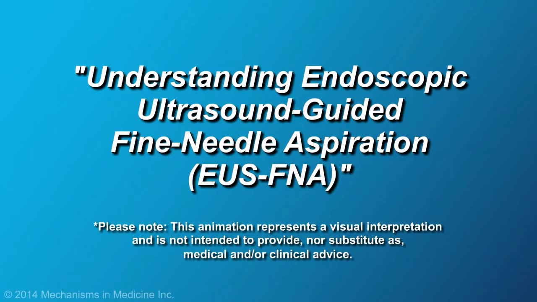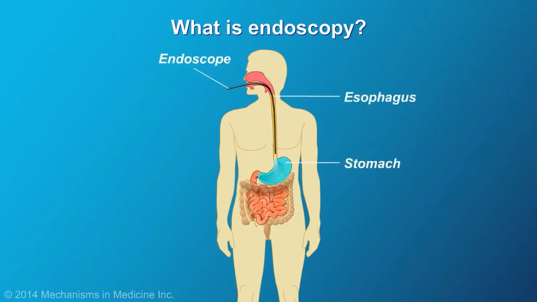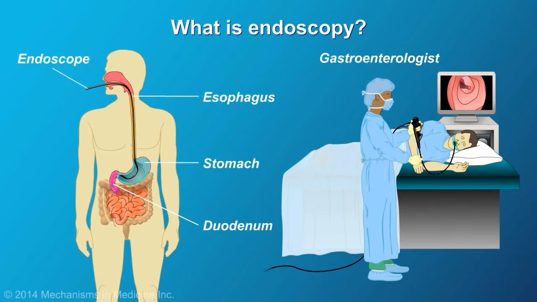Understanding Endoscopic Ultrasound-Guided Fine Needle Aspiration, or EUS-FNA. Endoscopy is a medical procedure in which a flexible instrument that has a camera on the end, called an endoscope, is passed into an area of the body, such as the gastrointestinal or GI tract. Physicians specializing in diseases of the digestive system are known as gastroenterologists.